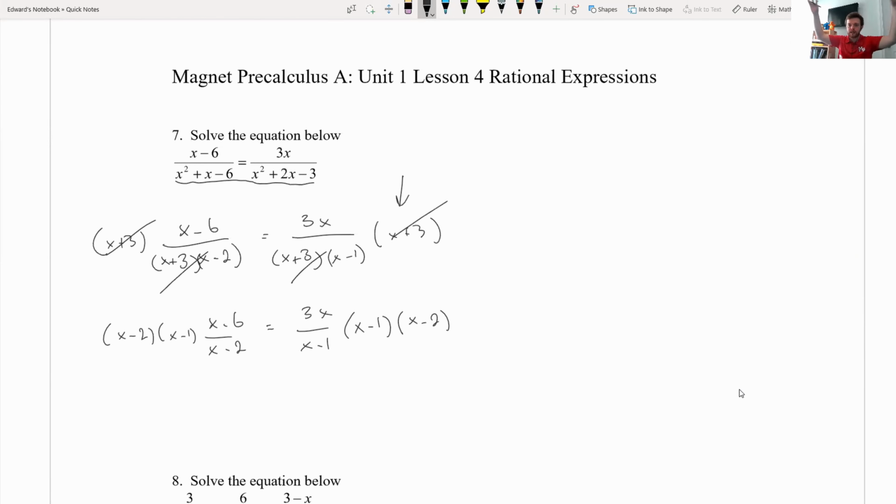It's not just words that solve our problems. I mean, it kind of looks vaguely like super denominator killer, like what we're doing. Bang, bang, bang, bang. We've got x minus 1 times x minus 6, and that's going to be equal to 3x times x minus 2.